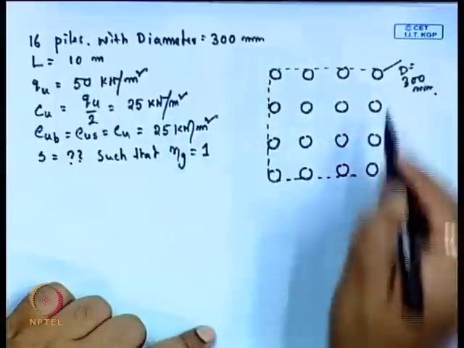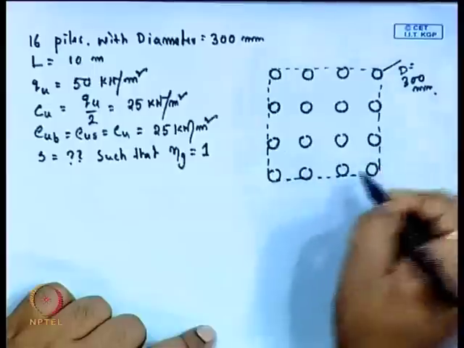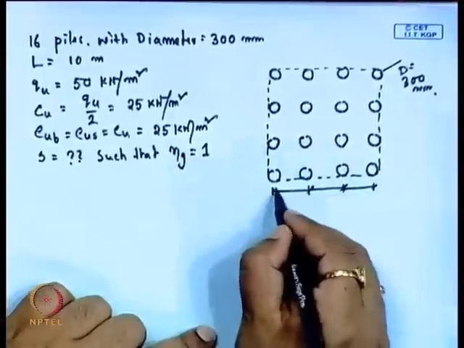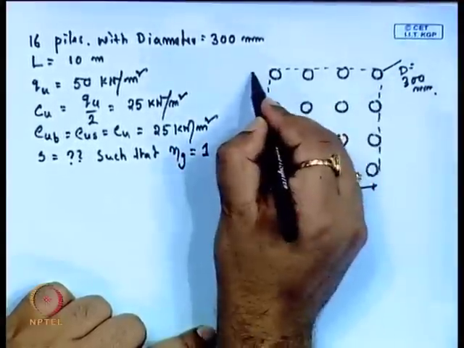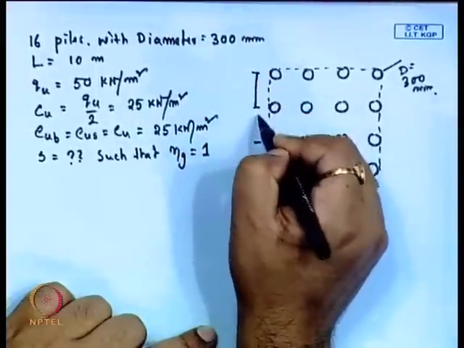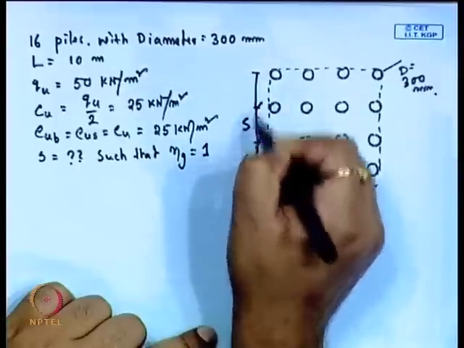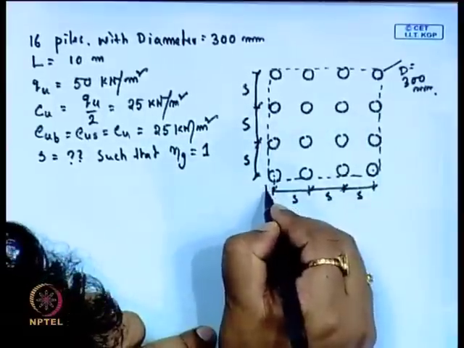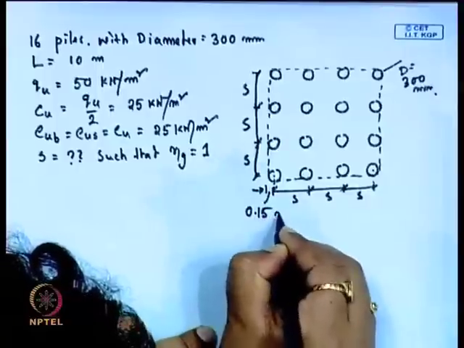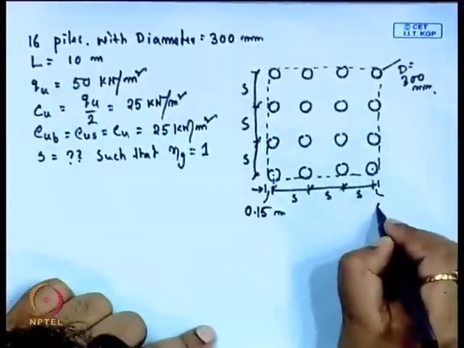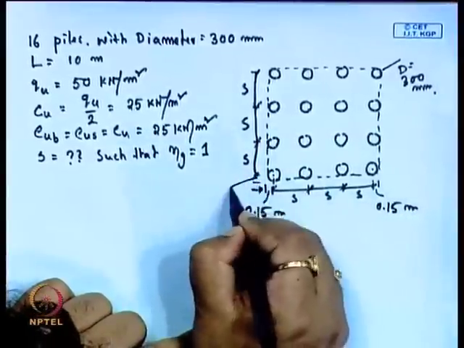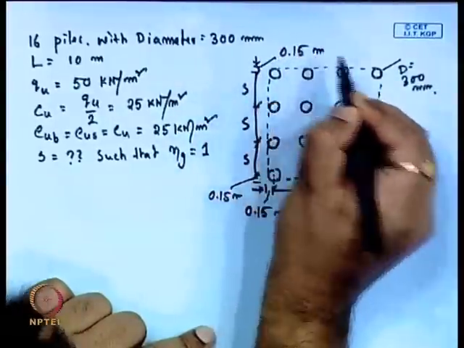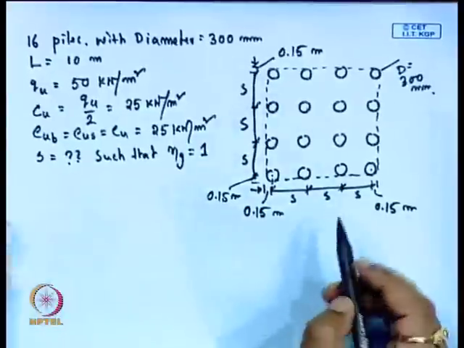So this is the block, basically, for the group. Suppose we consider this spacing between the piles as S, and similarly this one is also S, this is S, this is S, this is S. Now, because this is the center of each pile, the distance from this center to this edge is 0.15 meter. Similarly, this one is also 0.15 meter, and this one is also 0.15 meter. Because the total diameter is 0.3 meter, half of this is 0.15 meter.